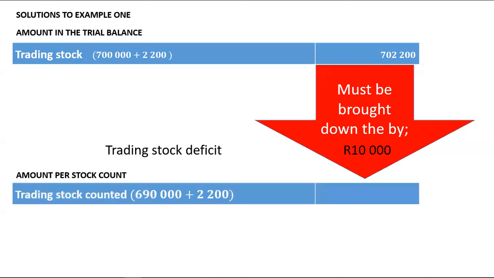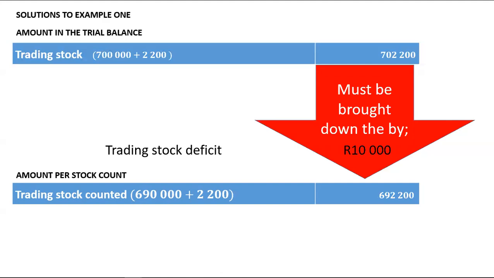How did I get that 10,000? Look at the stock count amount. It is 692,200. And in the trial balance, our trading stock is sitting at 702,200. So that 702,000 must be brought down.